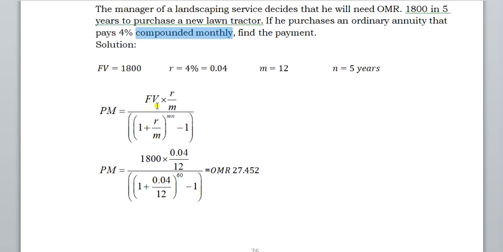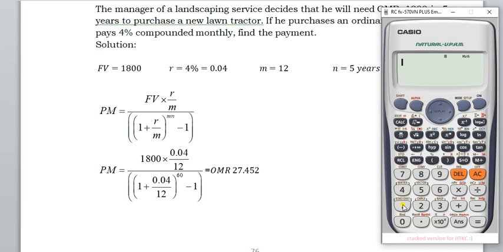Now this is the rule for finding the payment. FV is 1800, R is 0.04, M is 12, divided by (1 plus 0.04 by 12) power M into N. M is 12, N is 5. So 12 into 5 will give you 60. So we are writing that directly here, minus 1.